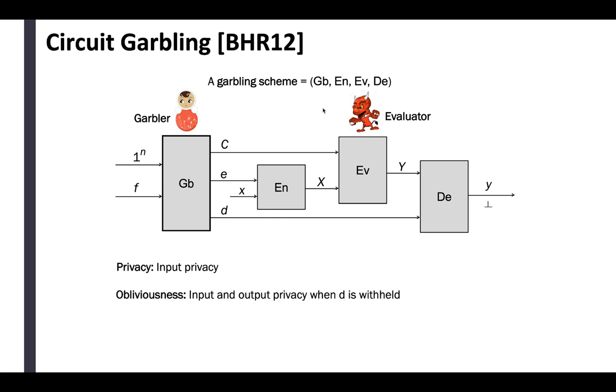There are other properties needed, for instance, obliviousness. So if the decoding information is not given, then even the output cannot be decoded back. This is another property we need from the gobbling scheme, and the other property we can ignore for now. So privacy and obliviousness are what we need for gobbling. In fact, primarily privacy is what we need.